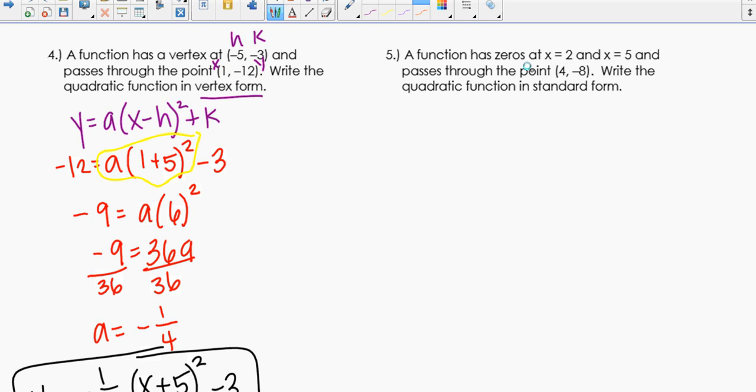All right, for number 5, it says a function has zeros at x equals -2 and x equals -5, so you should be thinking intercepts. Passes through the point 4, -8, write it in standard form. You guys remember, you can never go directly to standard form. You have to get there through intercepts or you have to get there through vertex. In this case, we're given intercepts, so we're going to start with intercept form.